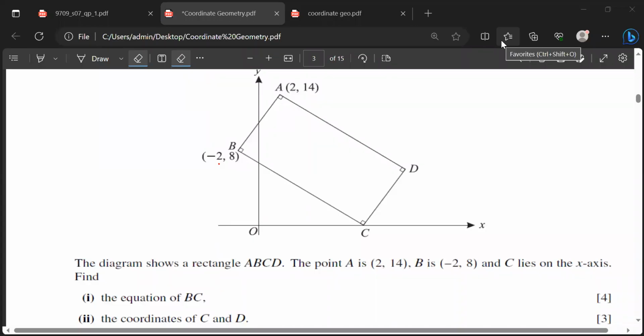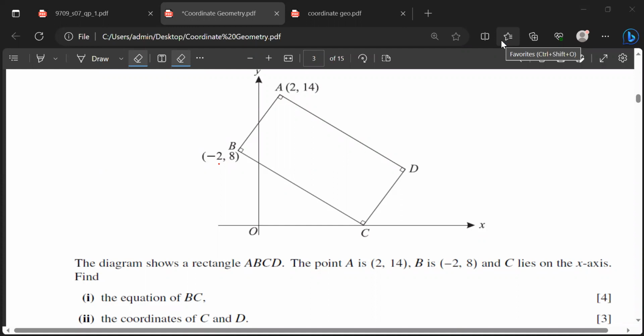This is a question of coordinate geometry. The diagram shows a rectangle ABCD. The point A is (2, 14) and B is (-2, 8) and C lies on the x-axis. Find the equation of BC. This is your first part, and the second part is: find the coordinates of C and D.